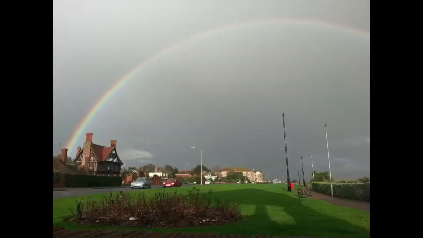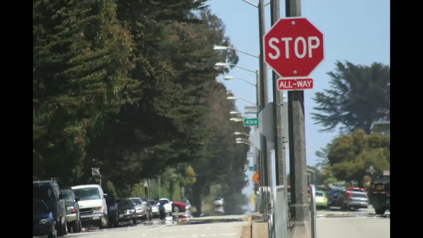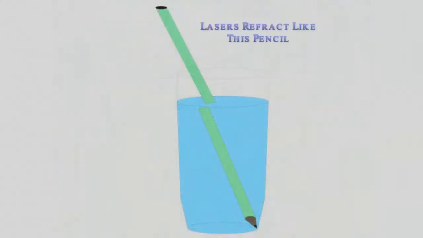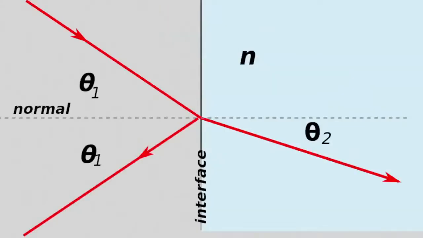Most of us are pretty familiar with the concept of reflection, but did you know that light also refracts? Refraction can be seen in rainbows, prisms, mirages, and even light patterns on the bottom of a swimming pool. Lasers will also refract when hitting surfaces such as water or glass. Here's a diagram to help us understand the law of refraction, or Snell's law.